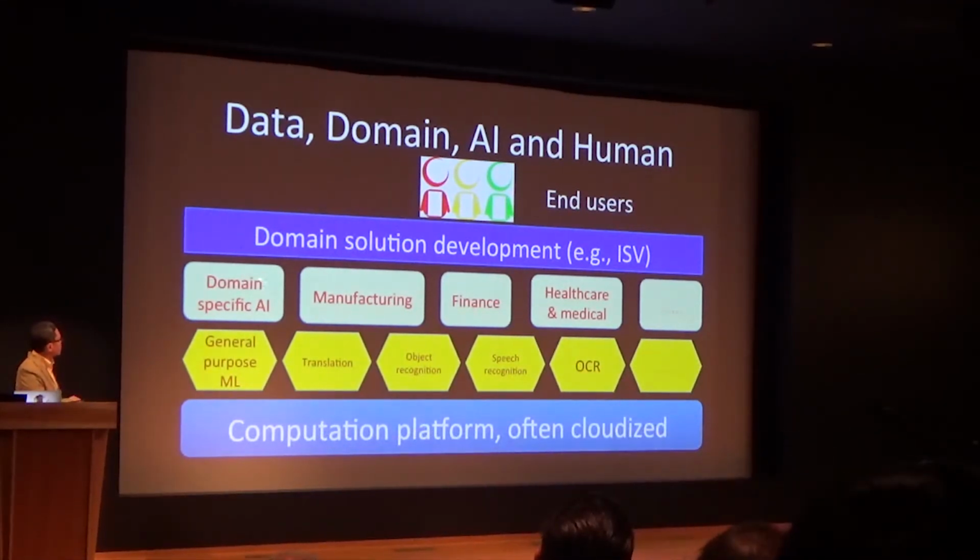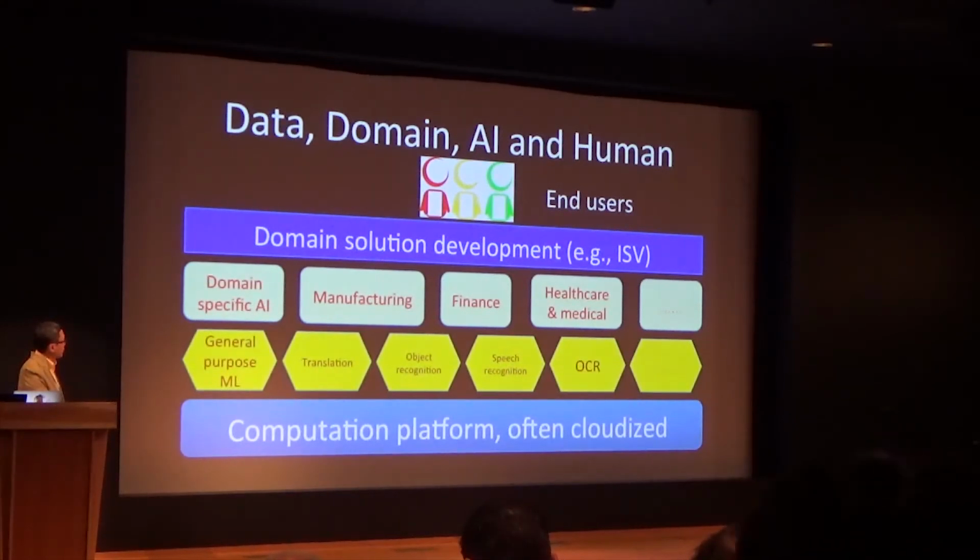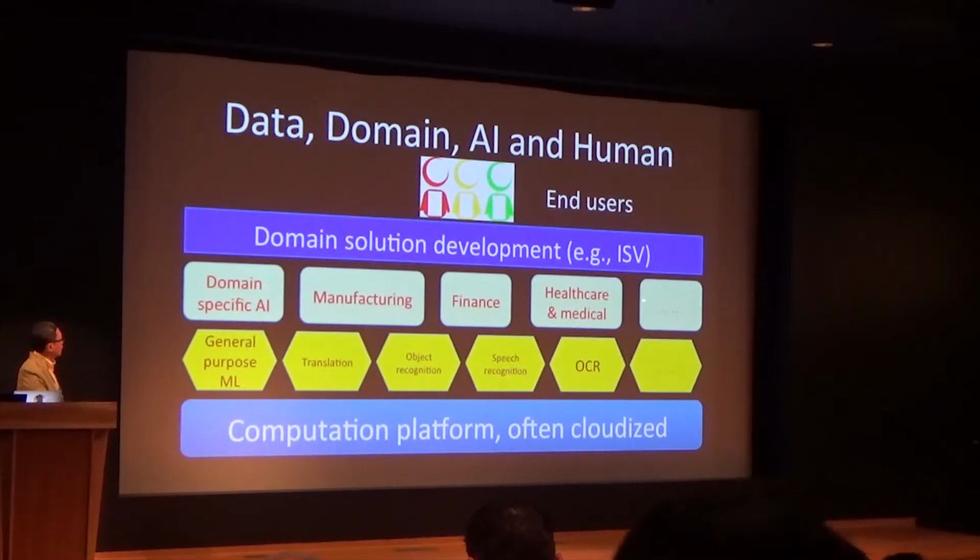And on top of these, we will support a whole set of domain-specific AI, including, for example, manufacturing, finance, healthcare, and medical things. And so that those ISV, integration service vendors, and those domain solution developers can build their solutions on top of these domain AI services to meet the needs of the end user. So this is the whole structure or architecture of the AI platform.